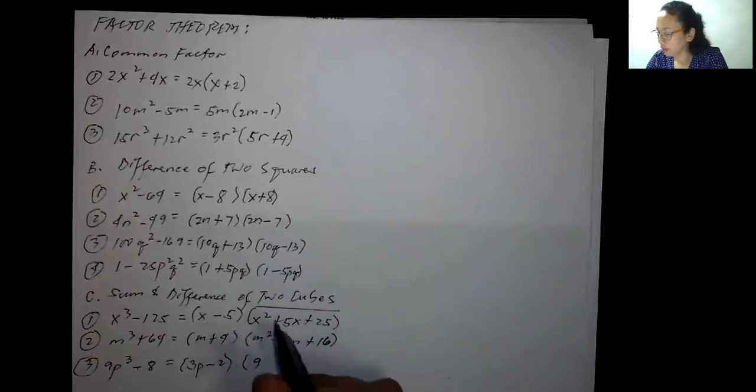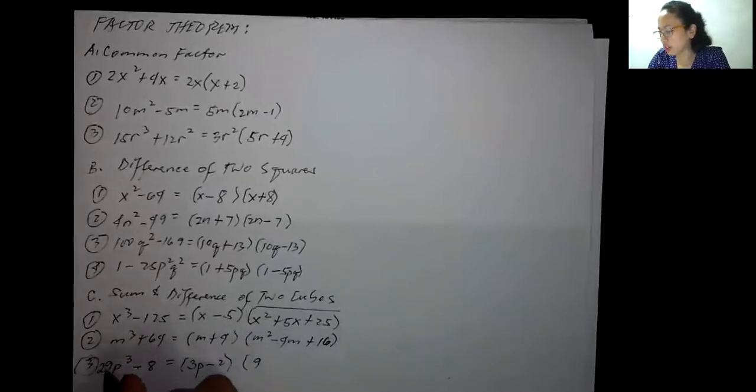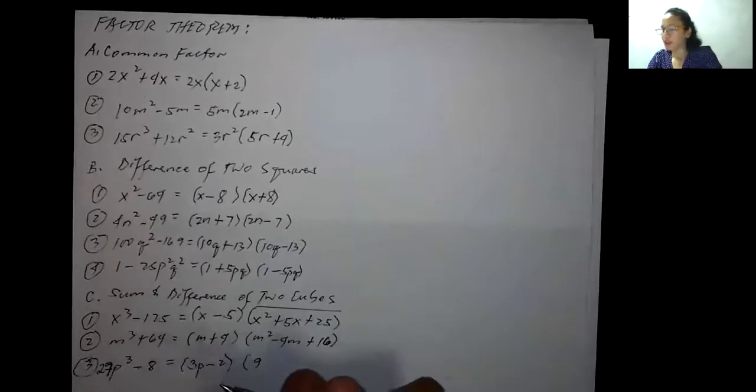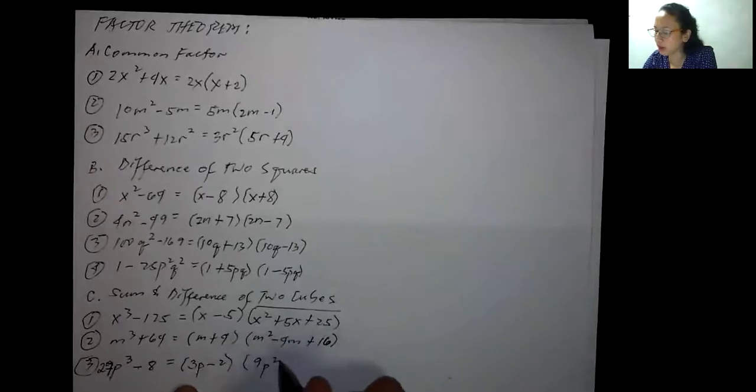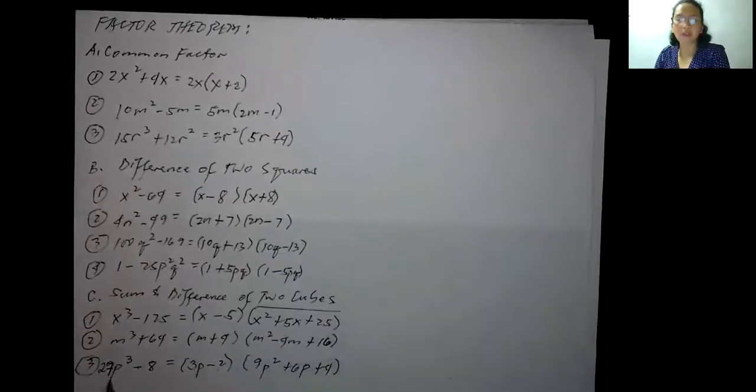Okay, so the correction, this is 27p cubed. So what is the perfect cube root of 27p cubed? That is 3p. Then what is the cube root of negative 8? That is negative 2. Then 3p times 3p, that is 9p squared. What is the opposite product of this? This will become positive 6p. And what is the square of negative 2? That is positive 4. And that is the factor of 27p cubed minus 8.